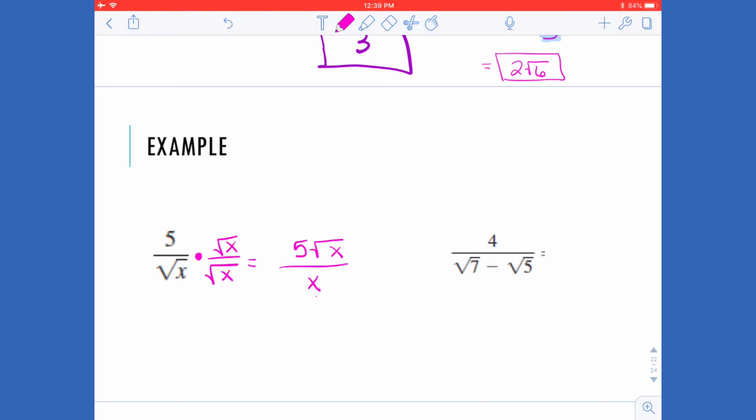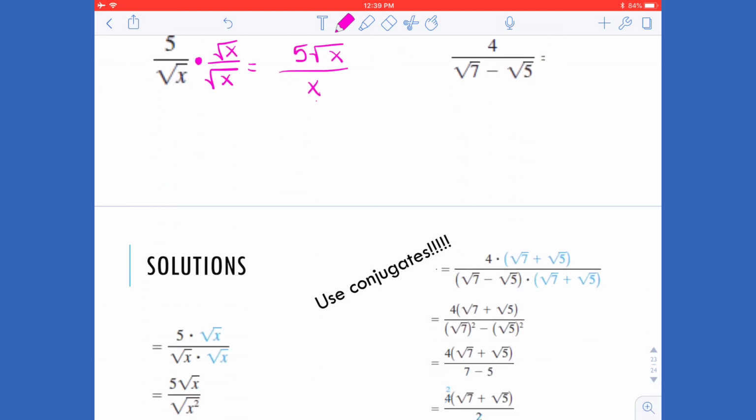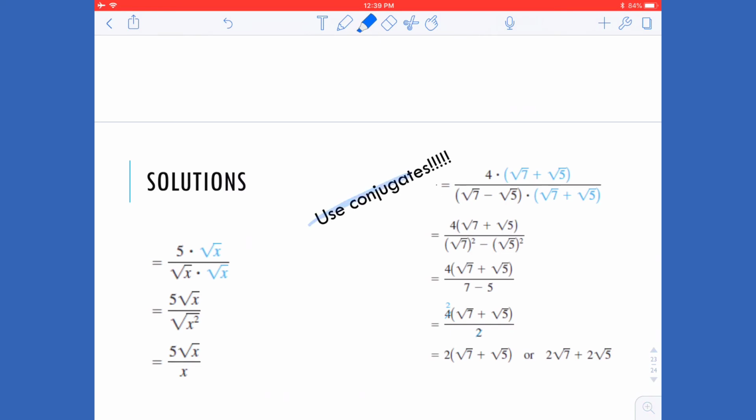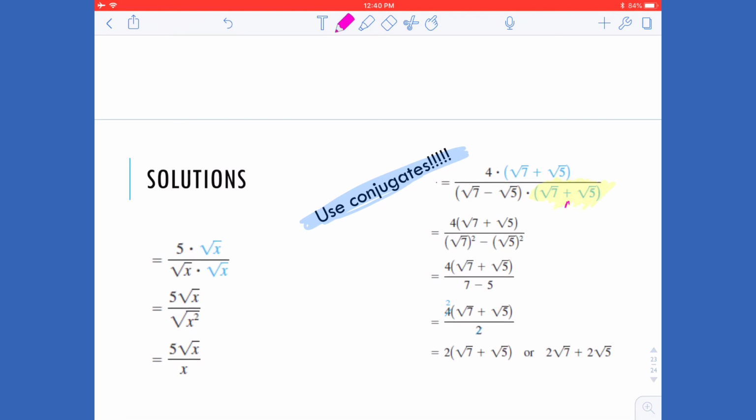Now you'll notice in the second example that I've actually given you a binomial. There's an operation going on. So we are going to have to use something that we call a conjugate. So make sure you're jotting this word down because you'll see this happen again. And we've talked about conjugates in this class before. It just means you are going to have the same exact binomial as what is already there, but the difference is going to be the operation.